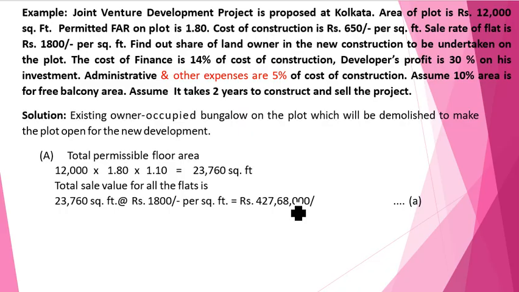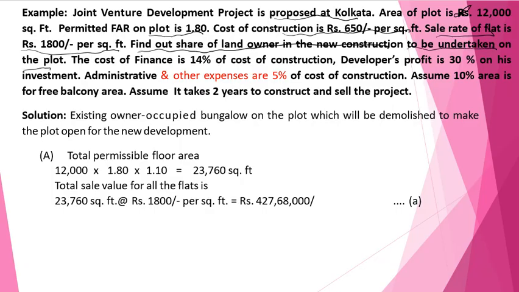A joint venture development project is proposed at Kolkata. Area of the plot is 12,000 square feet. Permitted FAR on the plot is 1.80. Cost of construction is 650 per square feet. Sale rate of the flat is 1800 per square feet. Find out the share of landowner in the new construction to be undertaken on the plot.